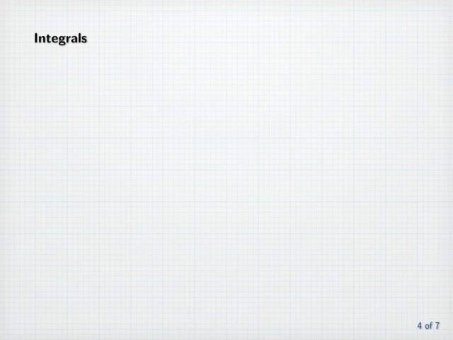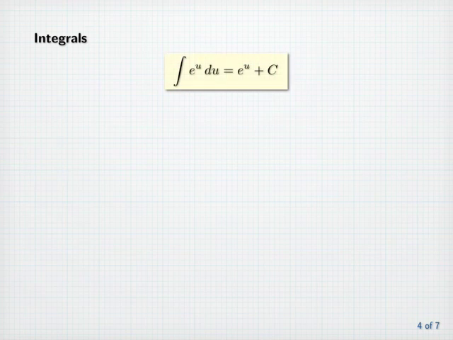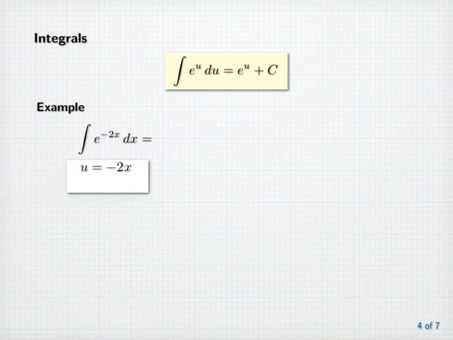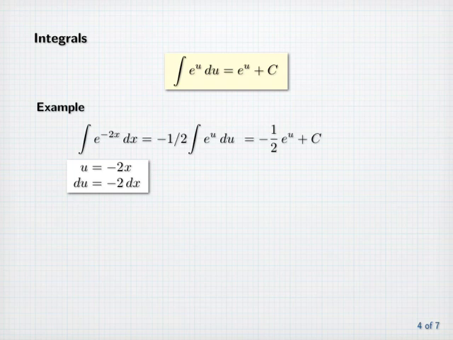Integrals. Since the base e exponential function is its own derivative, it is also its own antiderivative. So the indefinite integral of e to the u du is e to the u plus c. For example, find the indefinite integral of e to the minus 2x dx. We can make the substitution u equals minus 2x, which gives us du equals minus 2 dx. And so the integral becomes the integral of e to the u times dx, which is minus 1/2 times du. So we have minus 1/2 e to the u plus c, which is minus 1/2 e to the minus 2x plus c.